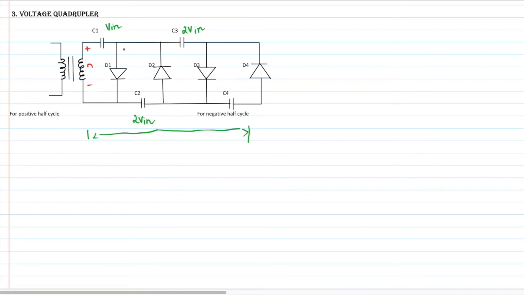So this will turn on, this is off, this point is considered 0, so this is also off, and positive is applied to the cathode, so this is also off. So for the first positive half cycle, only diode D1 is on, so I will redraw the circuit.